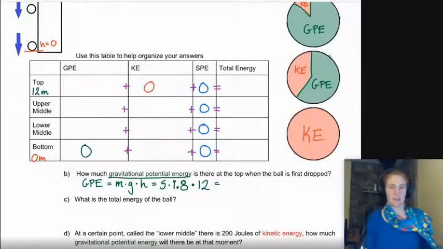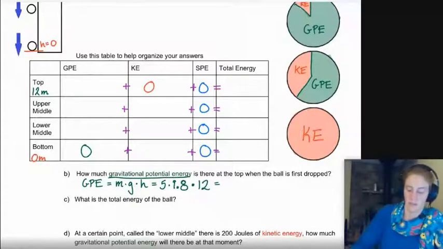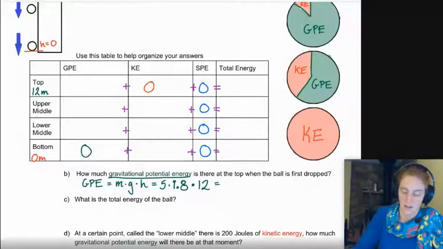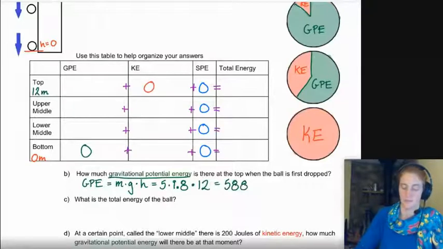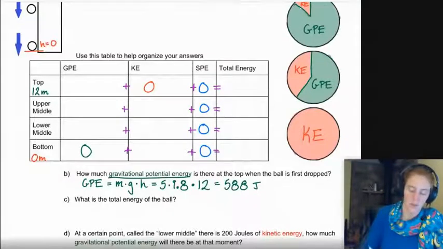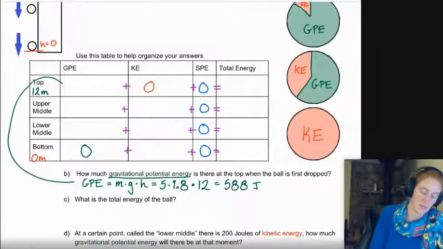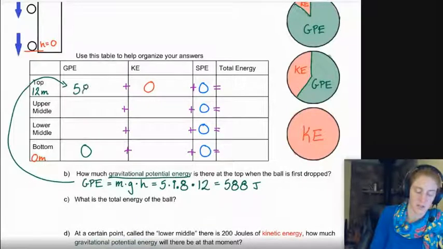So I just type that into my calculator and I get 588 joules because the unit for all of energy is joules. So I'm going to go ahead and plug that in right here into my GPE. So that's my gravitational potential energy of the ball at the top.